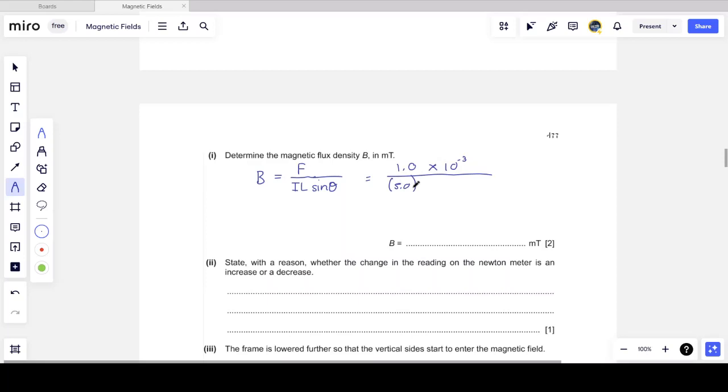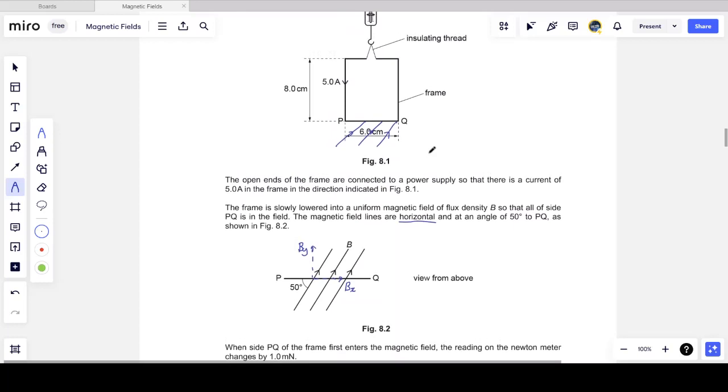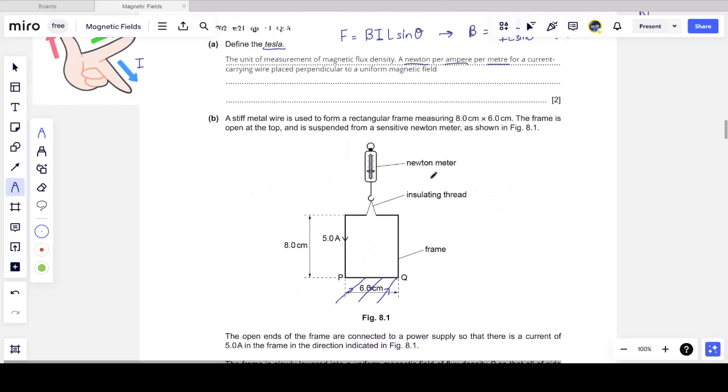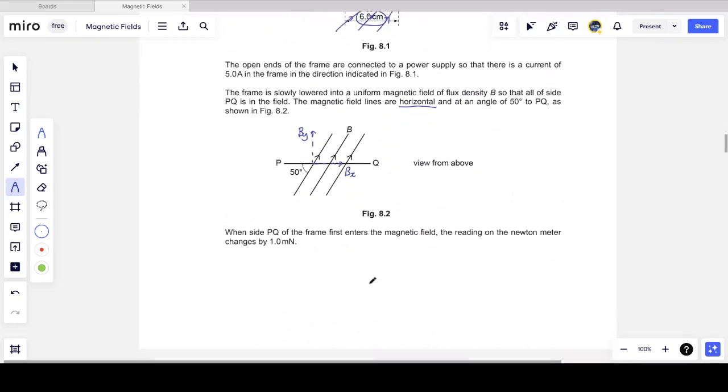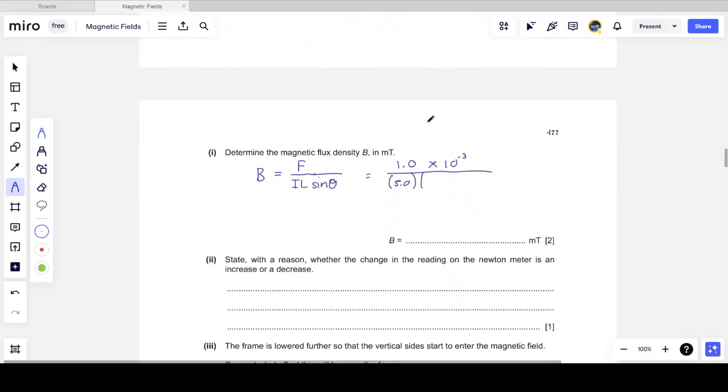The current, I was told, is 5 amperes. The length of the wire, which is the length of side PQ, is 6 centimeters. So I'm told specifically that PQ is 6 centimeters. So 6 centimeters of the wire is in the magnetic field. And that's 6 times 10 to the minus 2. I know I can say 0.06, but I've simply forgotten how many decimal places a centimeter is. Write it as you remember it, then 6 times 10 to the minus 2. Be safe rather than writing the wrong number of decimal places because of a simple conversion error happening in your head. Multiplied by the sine of 50 degrees.